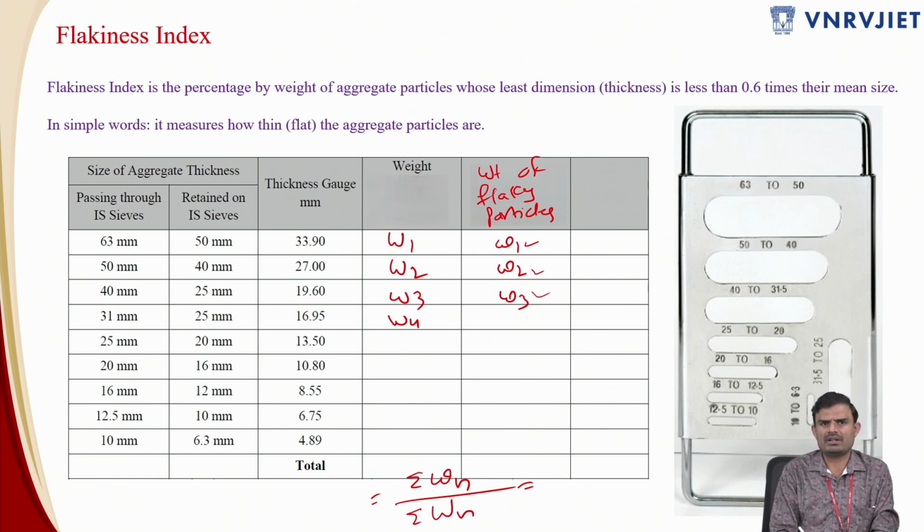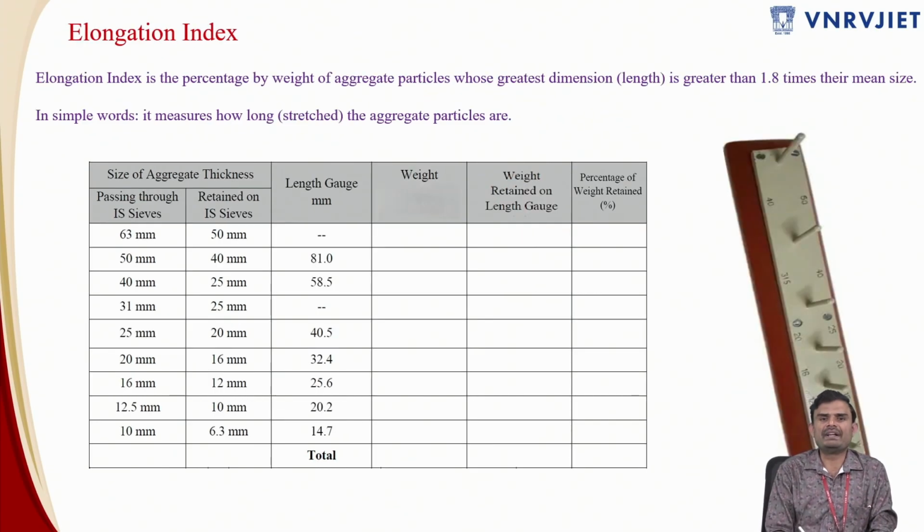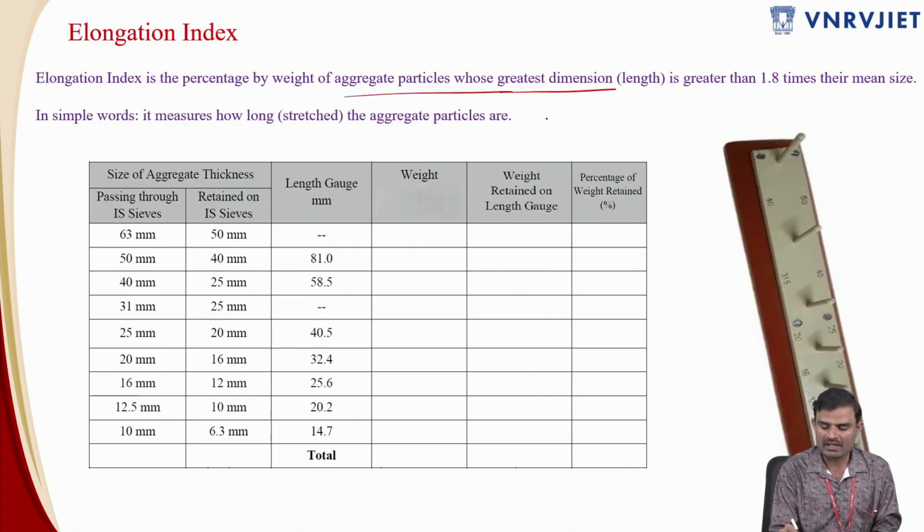This is a very, very important test that you are supposed to conduct in your laboratory when using the aggregates in your construction. So next slide. If we look at the next index or parameter, it is the elongation index, more or less the same. The elongation index is the percentage weight of the particles whose longest dimension, that is length, is greater than 1.8 times the mean.